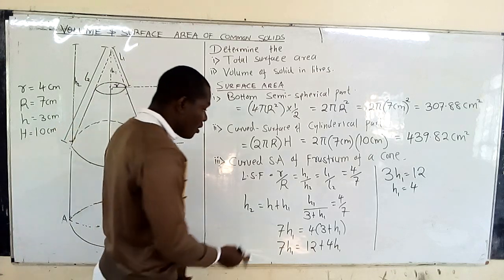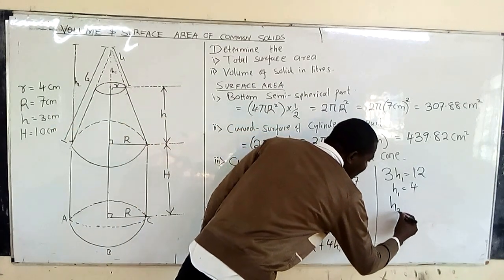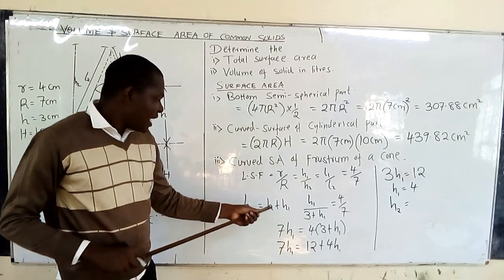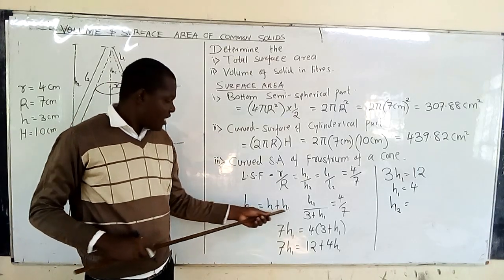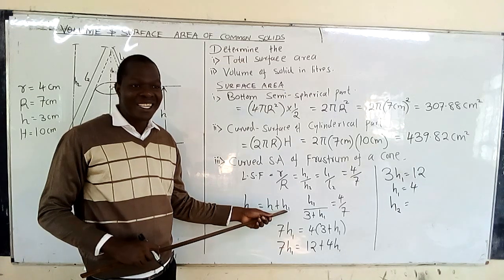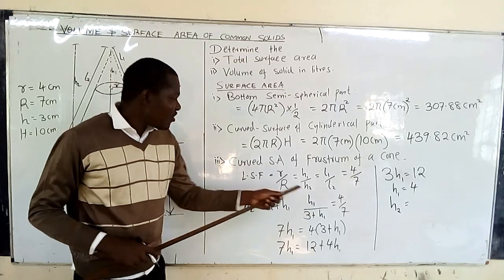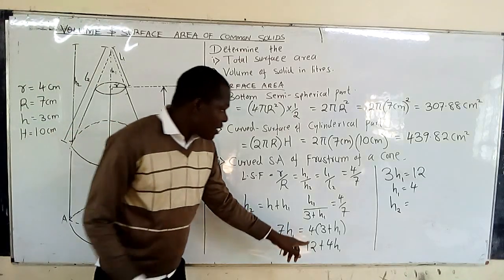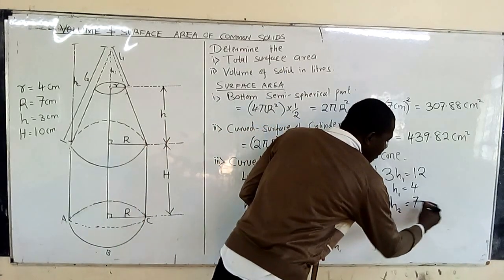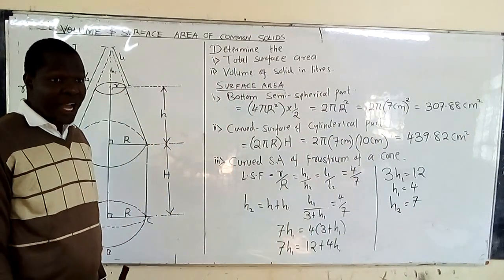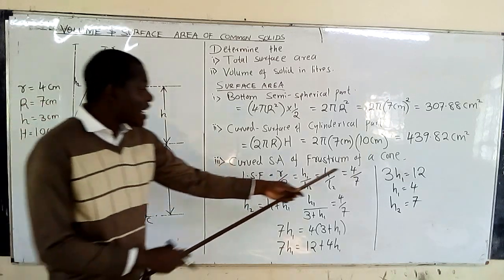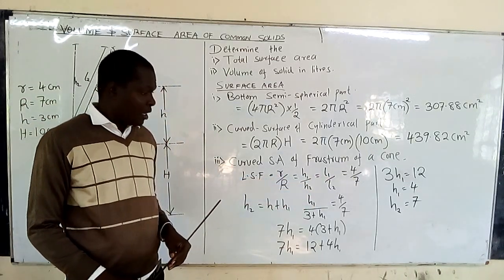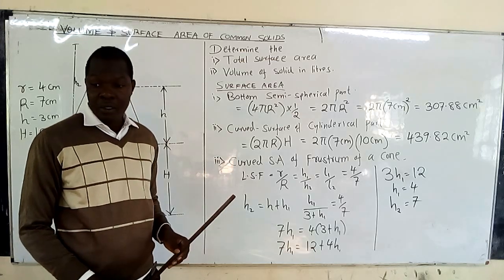So if H1 is 4, what is now H2? H2 was H plus H1. Meaning H2 is, H is 3. So H which is 3 plus your H1 which is 4, you get H2 to be 7. Are we together? Yes. The linear scale factor is the same for everything. Is that okay? The linear scale factor is the same for everything.